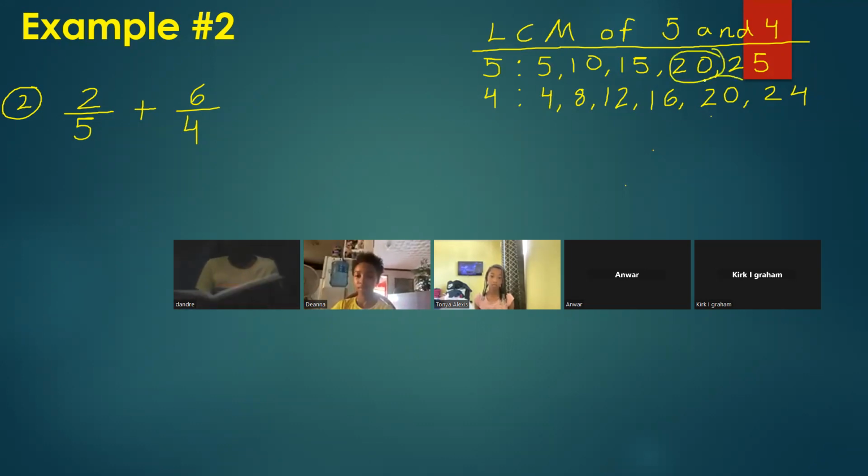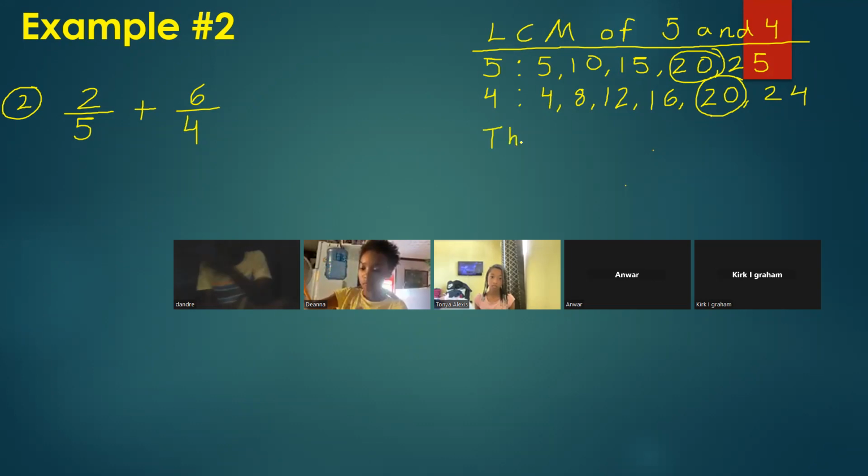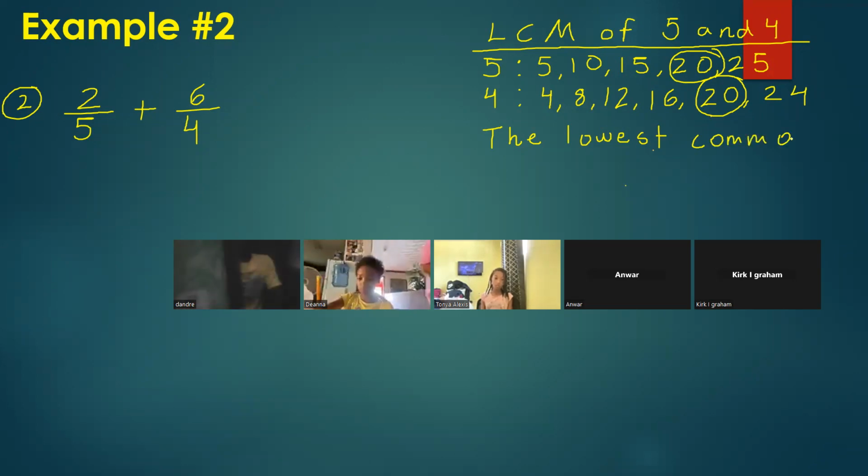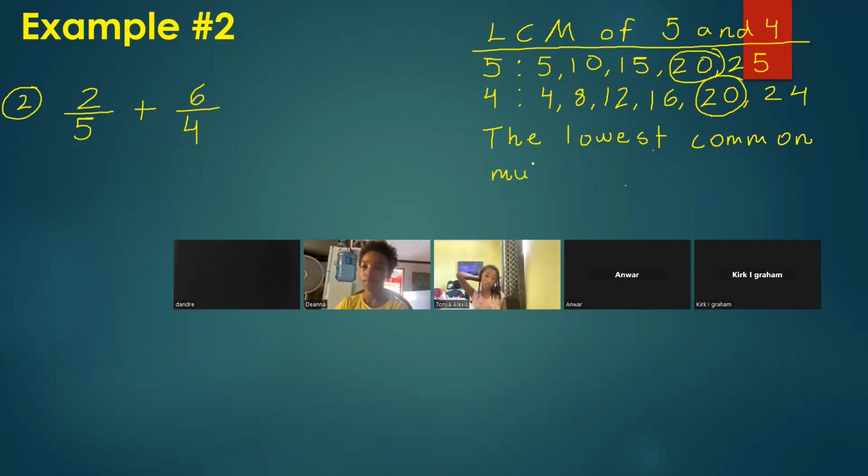Anwar, what is the LCM of 5 and 4? 20, very good. So the lowest common multiple of 5 and 4 is 20.